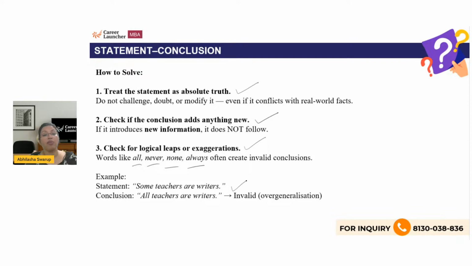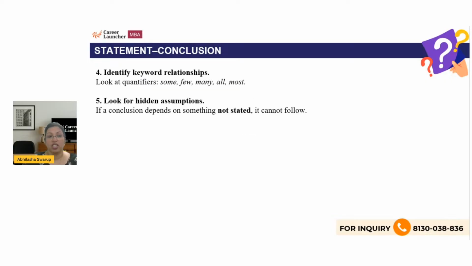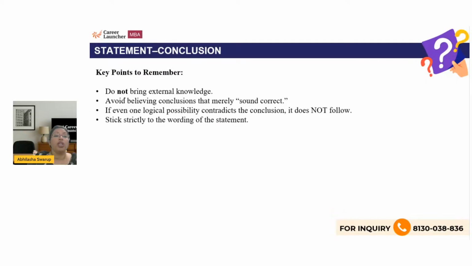If the statement says some teachers are writers, then the conclusion cannot be that all teachers are writers. Identify keywords, quantifiers such as some, few, many, almost, and pay attention to them. Look for hidden assumptions. If a conclusion depends on something not stated, then it won't follow. Do not bring external knowledge. Avoid believing conclusions that merely sound correct. Even if one statement contradicts, it won't follow, and stick strictly to the wordings.